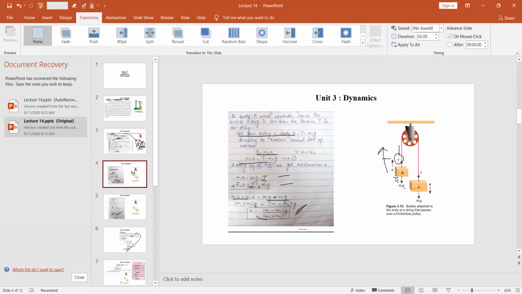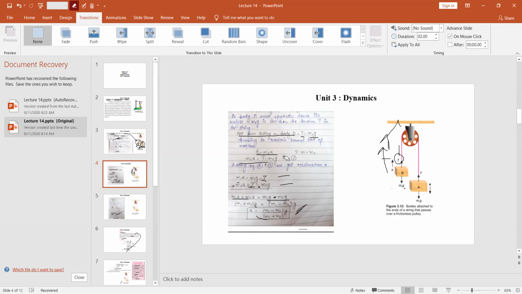Similarly, if you see body B, there is also weight applied here and tension is also there, but the body is likely to move in the upward direction. It means in this case, tension is more as compared to the weight. So we keep tension as a positive quantity and m2g weight as a negative value, right? So the net force acting on body B is T minus m2g. So F2 equals m2a.